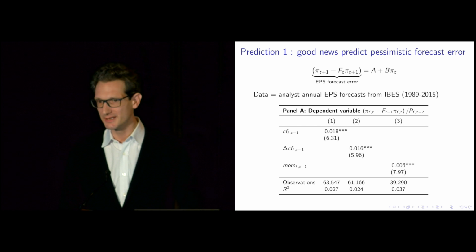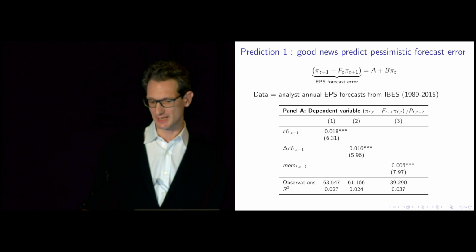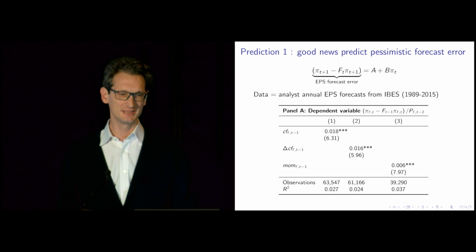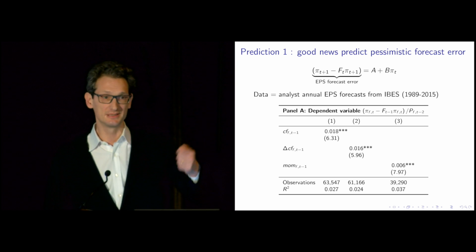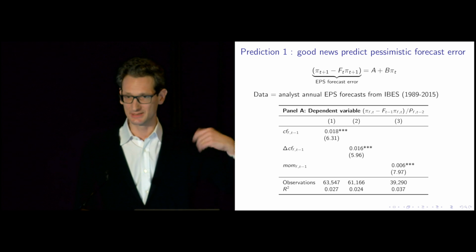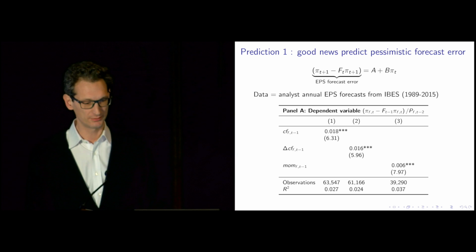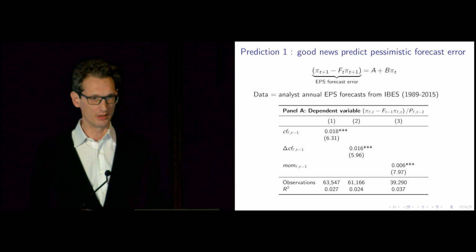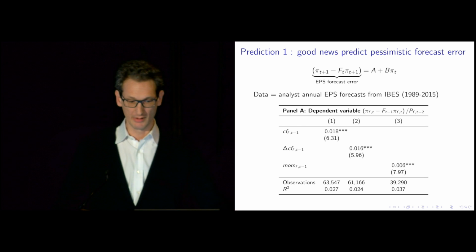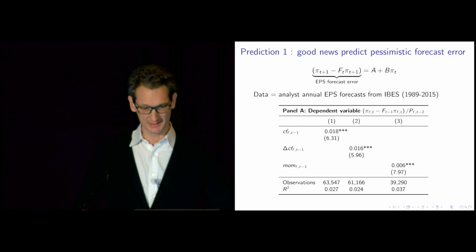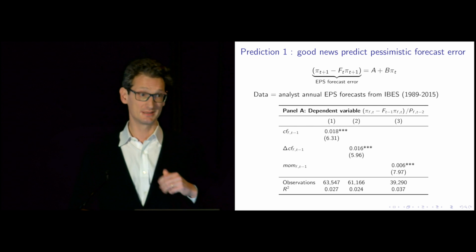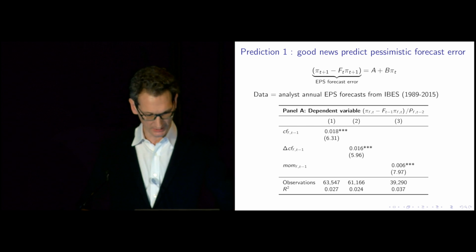So we're going to take the IBES data set. We start in 1989 and not in the mid-80s because the anomaly that we look at is the net cash flow over total assets anomaly, and this is not available before the late 80s. So it's essentially 25 years of data on analyst forecasts and realizations.